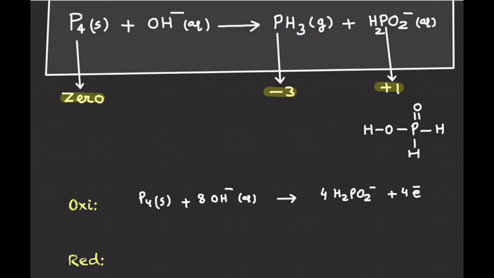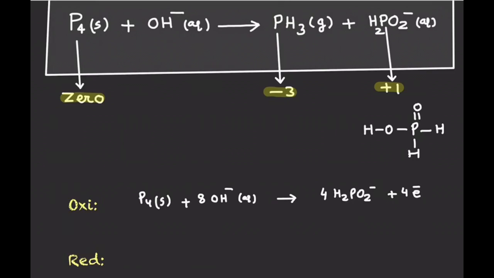Now we'll count the number of atoms whose oxidation number is not changing. So here hydrogen and oxygen are the atoms whose oxidation number is not changing. So oxygen on the left hand side is 8, on the right hand side is 8, hydrogen on the left hand side is 8 and right hand side is 8.